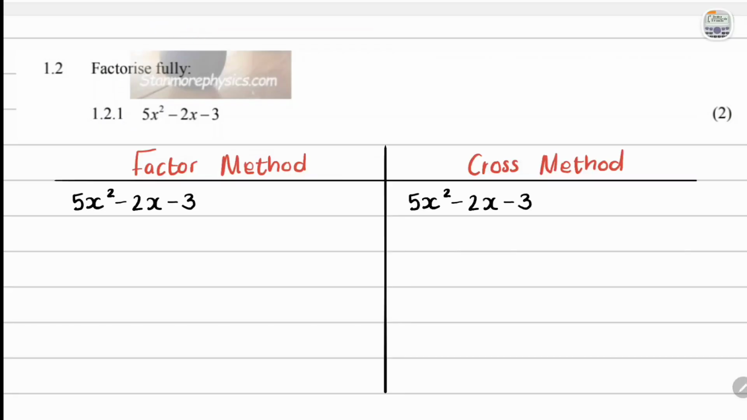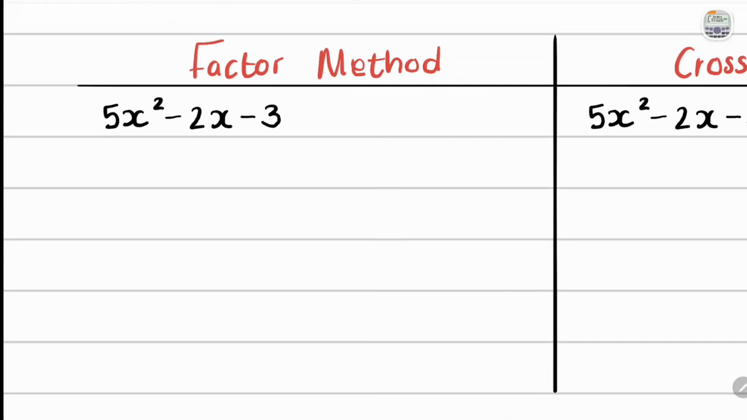Okay, starting off with the factor method. With the factor method, what we're doing is rewriting this expression as 5x squared, and then in place of negative 2x, we're going to write two numbers that add up to negative 2. I'll show you how we get these numbers. So of course, we still have the minus 3.